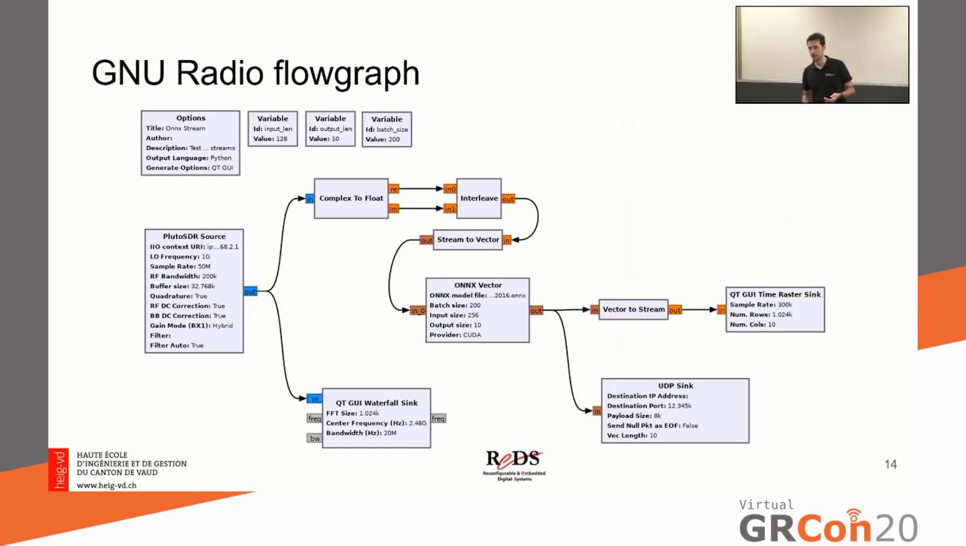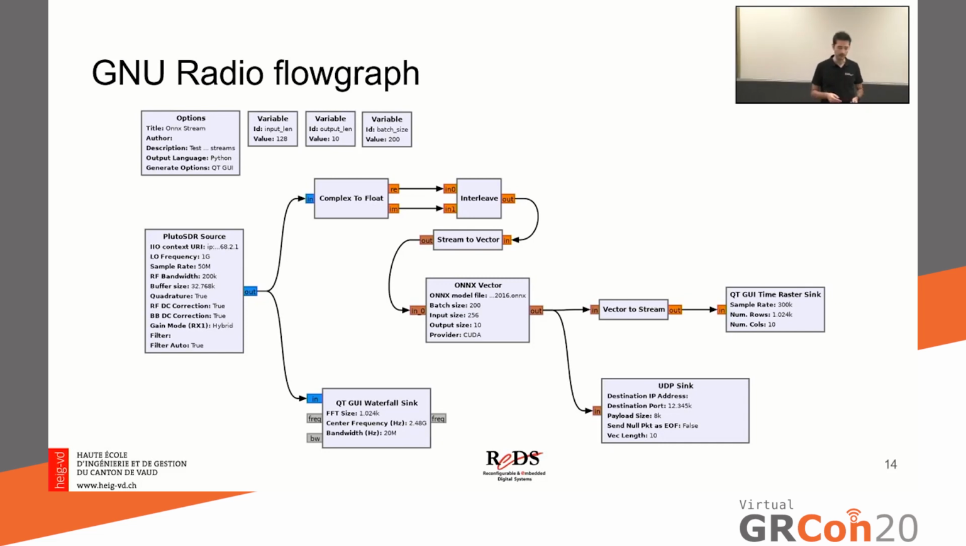And this is the flow graph of our experimental setup. Here we are using a Pluto board as an SDR source, and then we take the output of the SDR, which is a stream of IQ values, and we represent it in a waterfall sink, so we can see the data that we have and the data that we are going to feed to our model. Then we also take that output of the SDR device and transform it in order to adapt it to the input of the model.